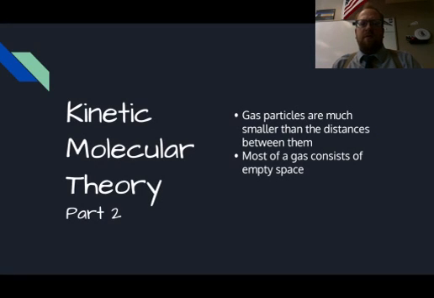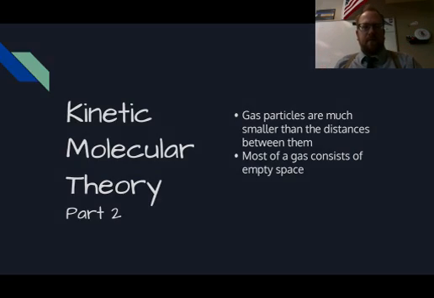The second part of the molecular theory is that the gas particles are so small compared to the amount of space they take up, right? Think about an atom. Most of the mass is in the nucleus, and you've got a couple of electrons around the outside, but most of the atom is empty space. When we're talking about gases, because the gas particles are so small compared to how much space they take up, most of that gas is going to be empty space. We're just going to have a few gas particles moving around in large, large, large empty space.